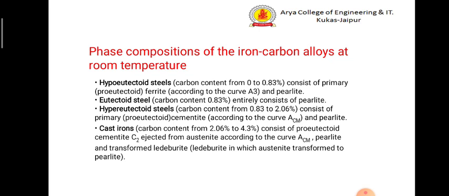Cast iron, carbon content from 2.06% to 4.3%, consists of proeutectoid cementite ejected from the austenite according to the curve ACM, pearlite and transformed ledeburite, in which austenite transforms to pearlite.